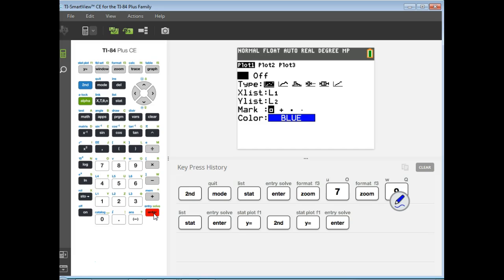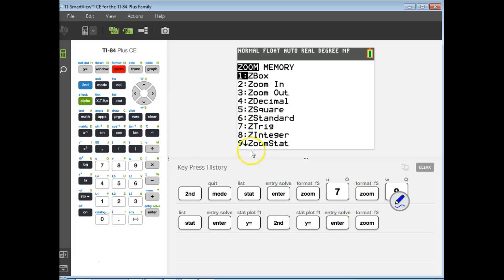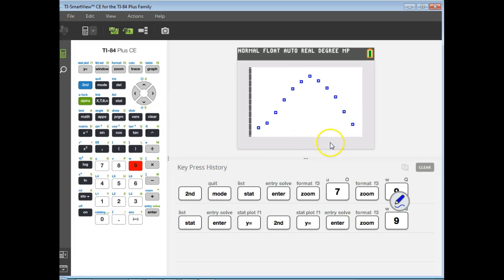And then you're going to want the window to adjust. If you want it to automatically adjust to the scatter plot, remember we hit zoom and then stat 9, zoom 9. And you're going to see that, which, since we're in the Trig unit, should resemble one of your Trig things. And I know it's not perfect.